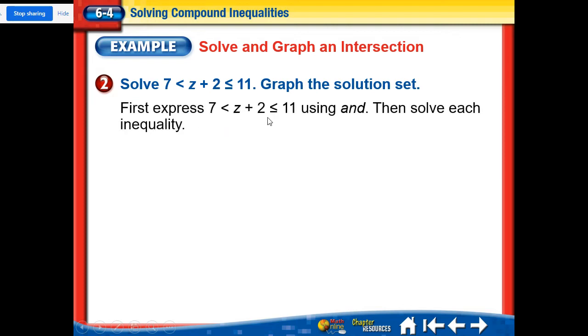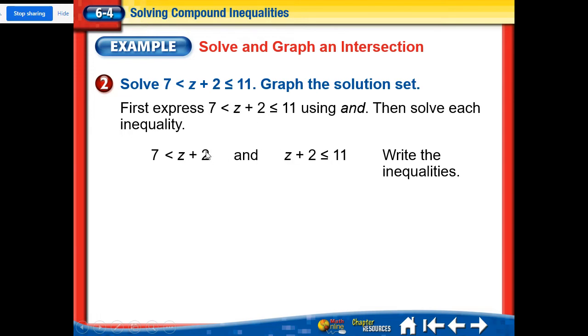So how do I make two equations out of this? The easy way would just be 7 is less than z and 2 is less than 11, but we can't. This middle part, this z plus 2, is part of both equations. So notice what happens. It's 7 is less than z plus 2, and the z plus 2 is less than or equal to 11. Notice that middle part gets used twice.